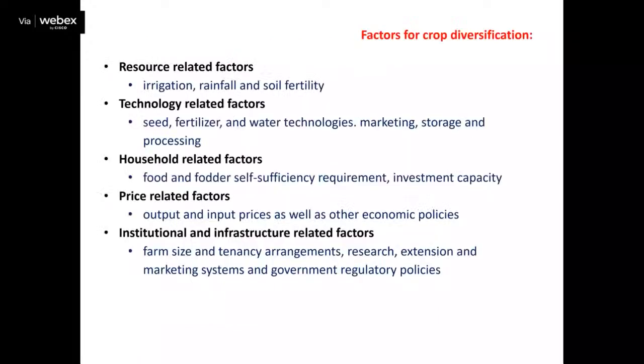Next slide. So these are the factors we have categorized.